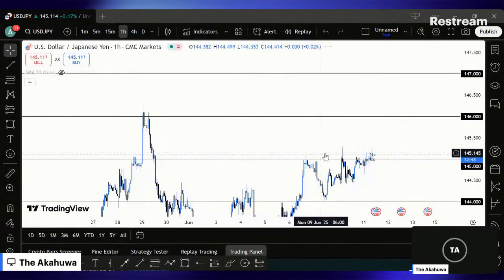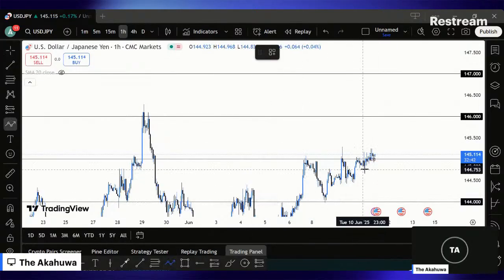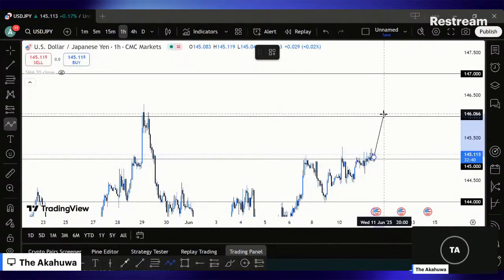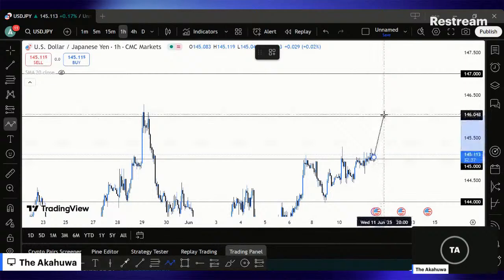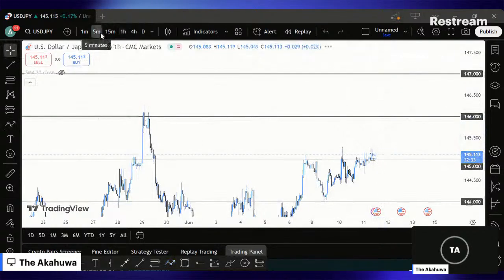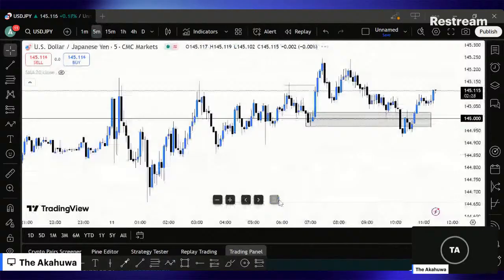So see, this zone has been broken. We are looking at the market rally up to this zone. This distance from here to here is like 100 pips. So let's see if we can capitalize on that. The market is already moving in this direction.